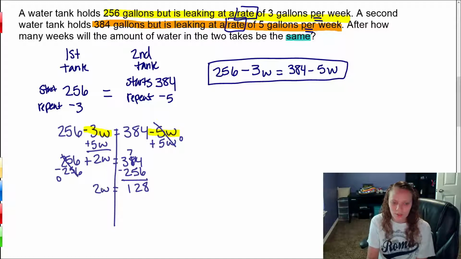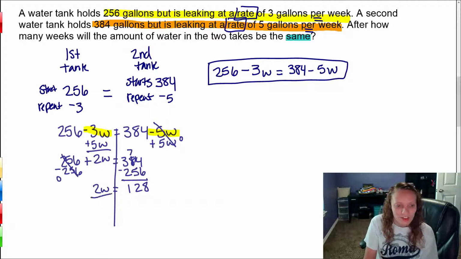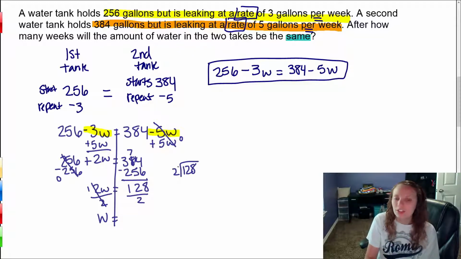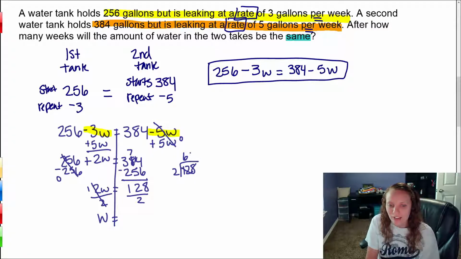Okay, so 2w, that means multiply when the number and the letter are next to each other. So the opposite would be to divide by 2 on both sides. 2 divided by 2 cancels out to 1. The w is still there. And then we need to do 128 divided by 2. Let me show you a shortcut. 2 goes into 12 6 times. We're done with that part. 2 goes into 8 4 times. So w is equal to 64.